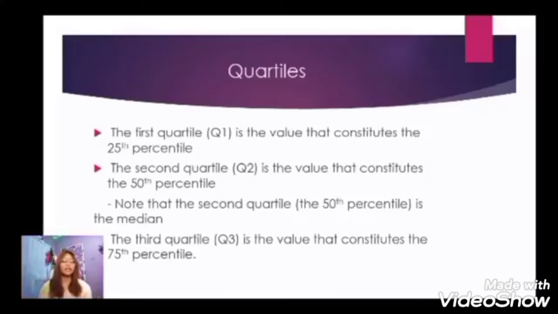Quartiles: the first quartile, Q1, is the value that constitutes the 25th percentile. The second quartile, Q2, is the value that constitutes the 50th percentile. Note that the second quartile, the 50th percentile, is the median. The third quartile, Q3, is the value that constitutes the 75th percentile.